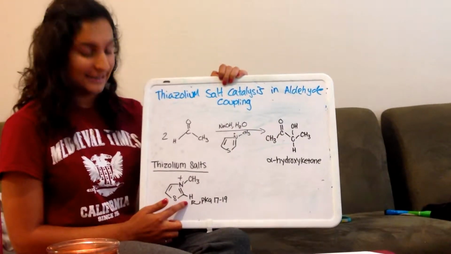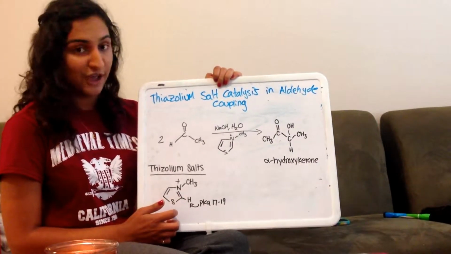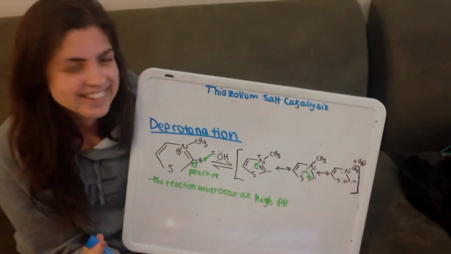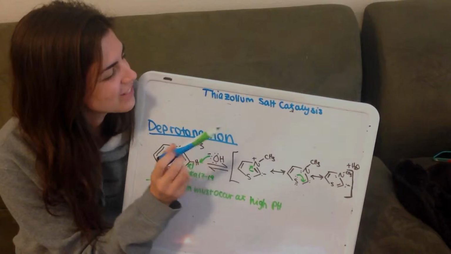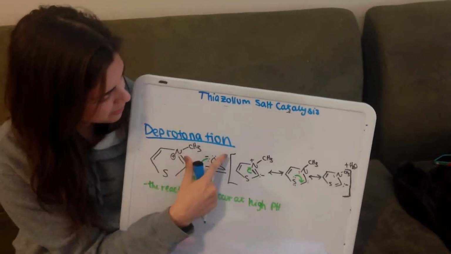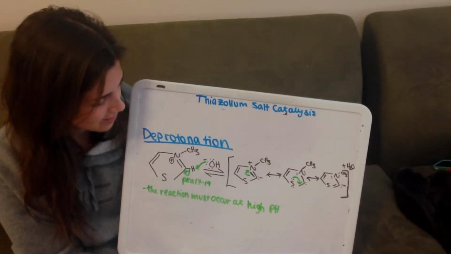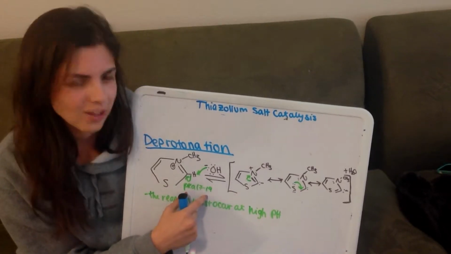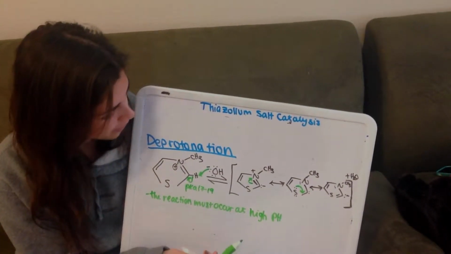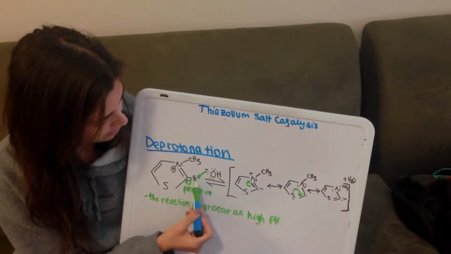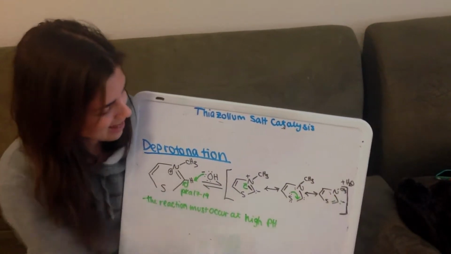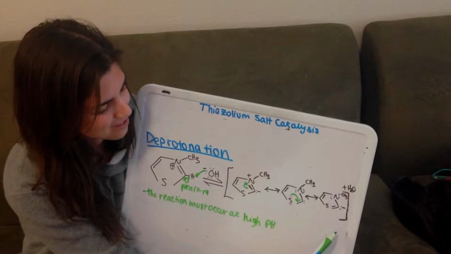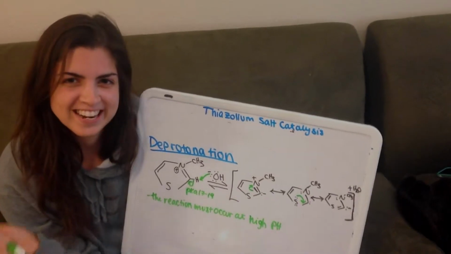is an unusually acidic hydrogen in between the nitrogen and sulfur heteroatoms that has a high pKa of 17 to 19. Okay, so this is the mechanism for the thiazolium salt catalysis, and the first step is deprotonation, which has to occur at a super high pH because this hydrogen right here has a pKa of 17 to 19, so something like pH 12 is good. So the first thing that happens is the hydroxide grabs the hydrogen, and that gives you the water at the end, and then several resonance structures form from there, and it is deprotonated.